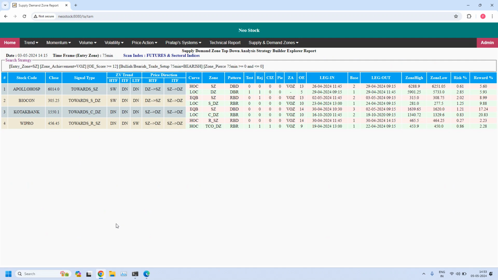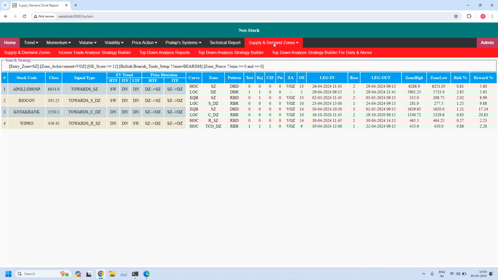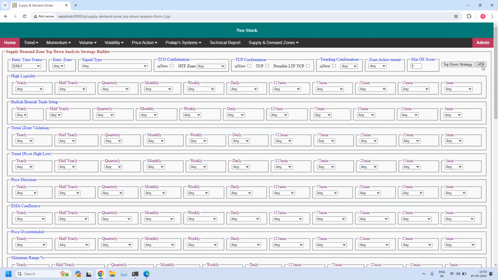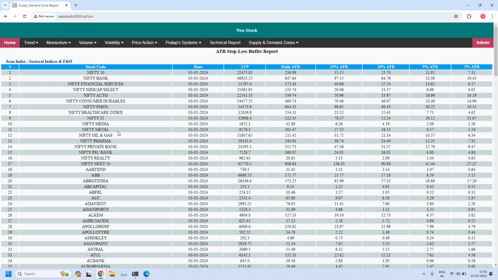So this is about bullish and bearish trade setups for monthly income trade and weekly income trade. And the last report, let us generate the stop buffers based on daily ATR. So based on daily ATR, we are generating. This is the daily ATR. Use 15% ATR for monthly income trade, 10% ATR for weekly income trade.